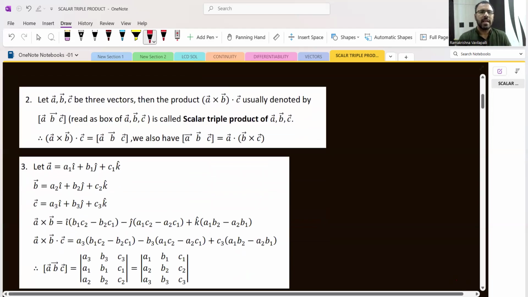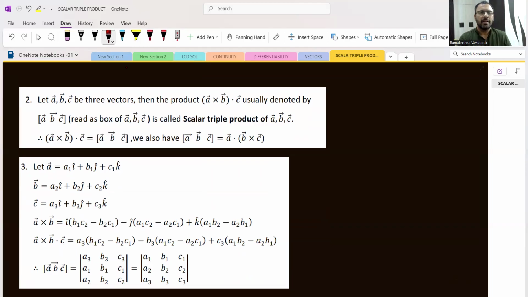So here the scalar triple product is nothing but A cross B dot C, which is usually denoted by box ABC, read as box of A bar, B bar, C bar. In this box, we do not allow any commas. We just write the vectors by maintaining a proper space between the vectors. So it is called triple product of vectors. From now onwards, A cross B dot C is denoted by box ABC.